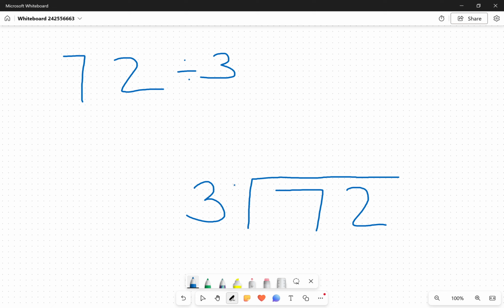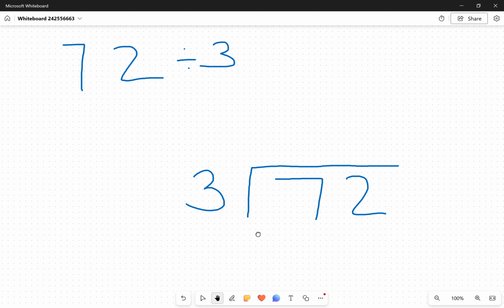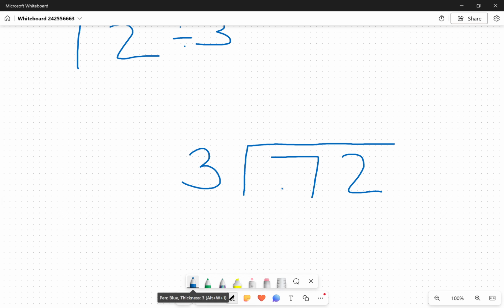Okay, and it's always the number on the outside, in this case 3, trying to get into these, not the other way around. A learner who I work with likes to think of this as a house, and the 3 is outside in the cold, trying to get in, and that helps her remember which way around it goes. But we start from the left, in this case 7. So rather than 3 into 72, we just say how many 3s go into 7.